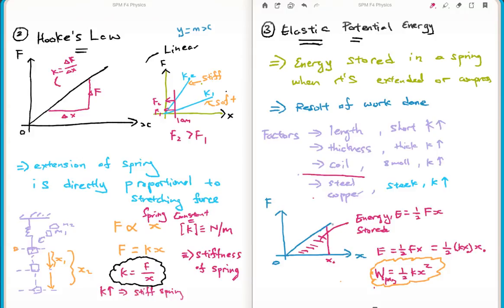That is for springs that obey Hooke's law. There are instances of those that don't, but not in SPM. If you come across such hard questions, you have a curve of F against x. When it is a curve, the energy stored is always the area under the curve. To find the area from here to here, you need to integrate. It's integration, which is not in the SPM syllabus.